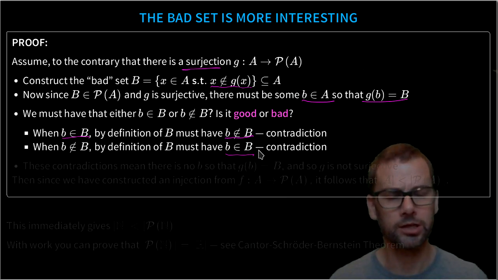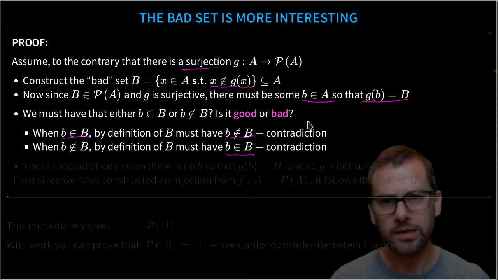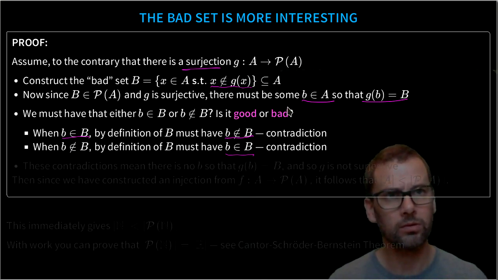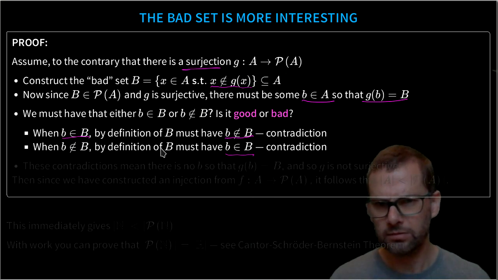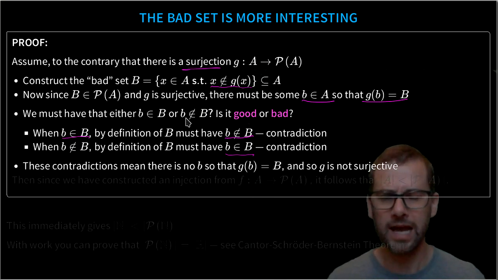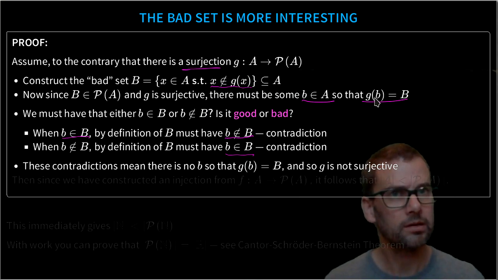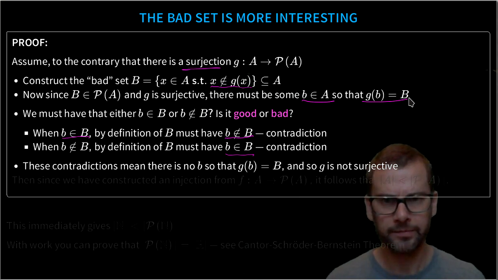Again, giving a contradiction. So I suggest you work through these two points very carefully, but it means that little b can't be good or bad. Little b is not in big B, and it can't be in big B. So we get a contradiction here. So these contradictions mean that there can't be any such little b so that its image is big B.